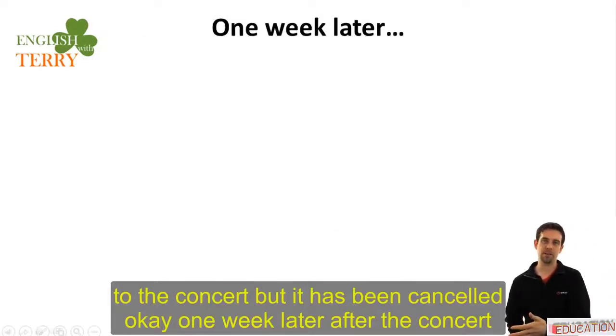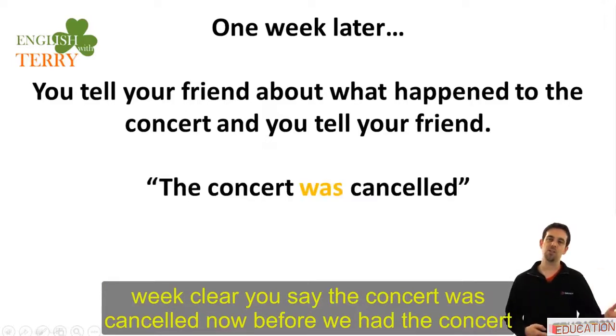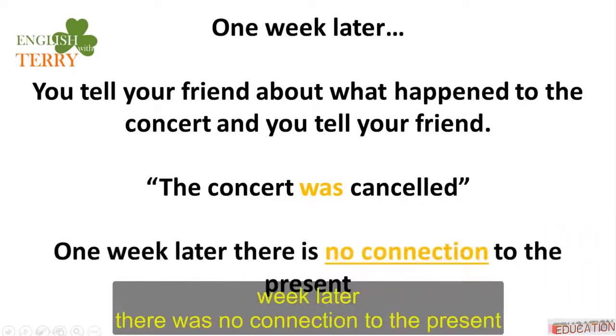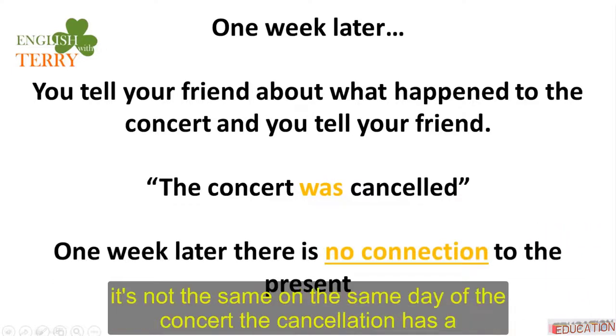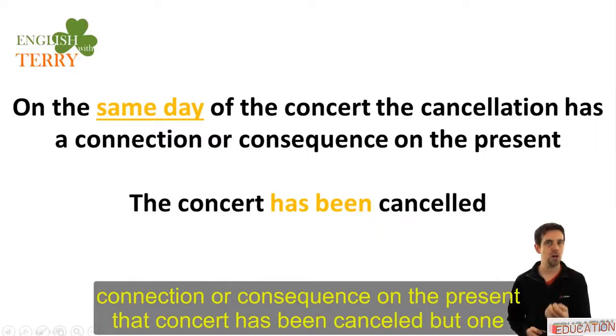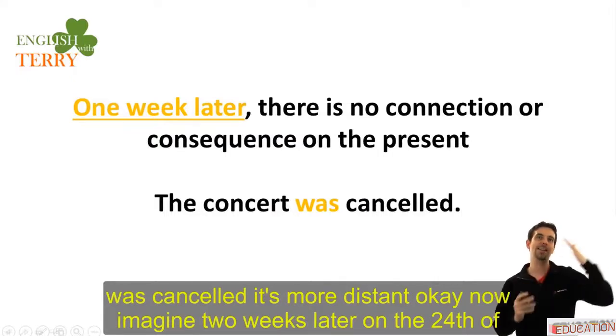One week later, after the concert, okay? And you tell your friend about what happened with the concert. But it's 1 week later. You say the concert was cancelled. Now, before we had "the concert has been cancelled," and now we have "the concert was cancelled." Why? One week later, there is no connection to the present. It's not the same. On the same day of the concert, the cancellation has a connection or consequence on the present. The concert has been cancelled. But 1 week later, there is no connection or consequence on the present. The concert was cancelled. It's more distant, okay?